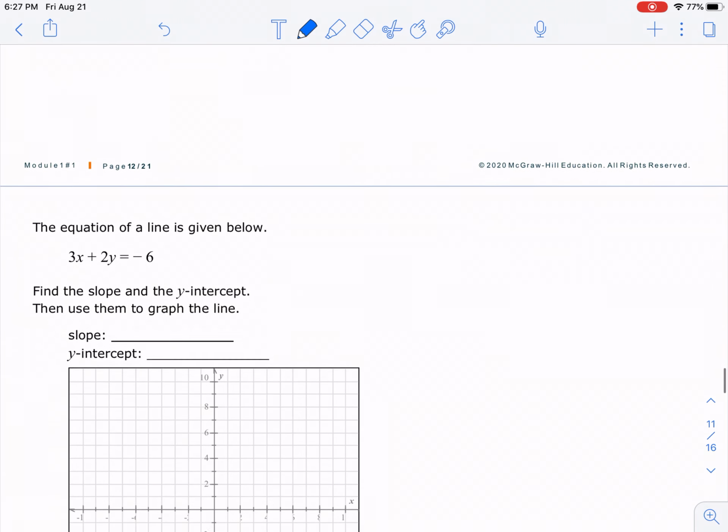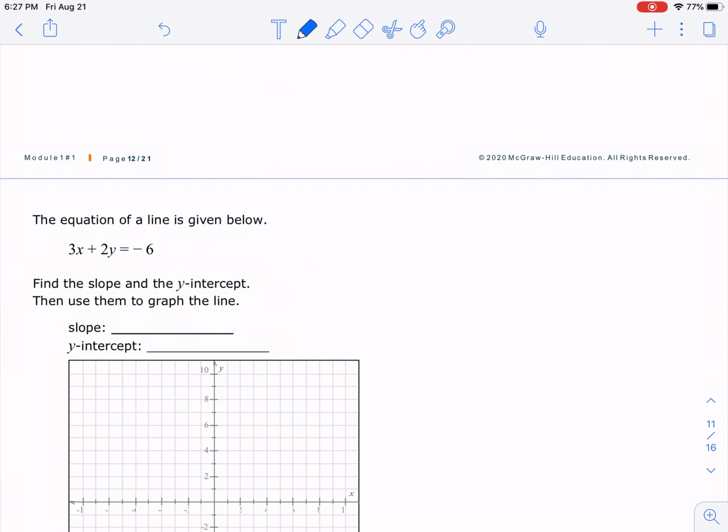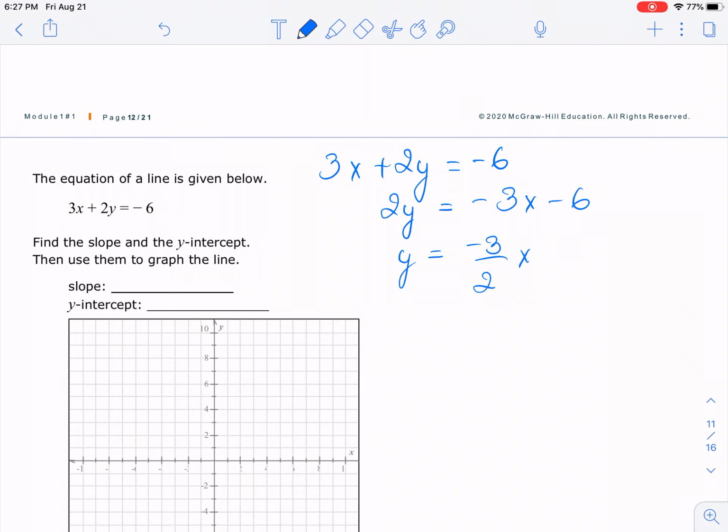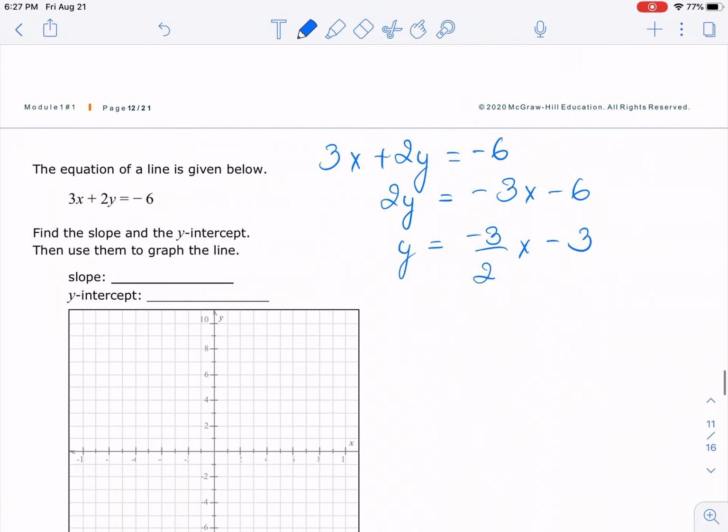Okay, so if they don't give you the slope and they don't give you the y-intercept, they just give you the standard form of an equation, you can always rewrite it to get the slope-intercept form. So I have this equation, I'm going to change it and make it negative 3x minus 6, divided by 2 for everything. I ended up with negative 3 over 2 x minus 3. So now we have the y-intercept is 0, negative 3, and the slope is negative 3 halves. Now it's easy to graph.